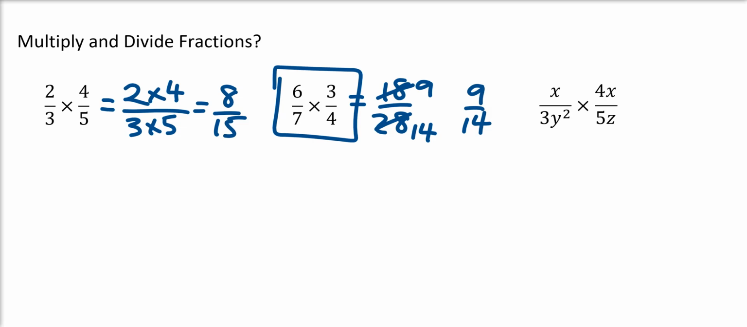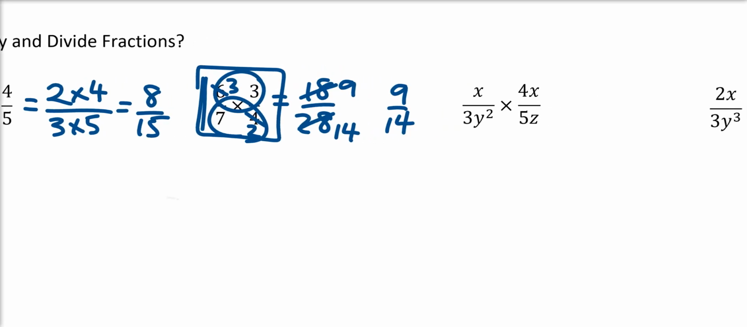Can you simplify the 6 and the 7? Can you simplify the 3 and the 4? But you can simplify 6 and 4, can't you? The common factor is 2. 2 goes in there 3 times, 2 goes in there twice. And now we've got 9 over 14. Now that is some high level thinking. If you can do that, that's awesome. If you can't, you just simplify it again.